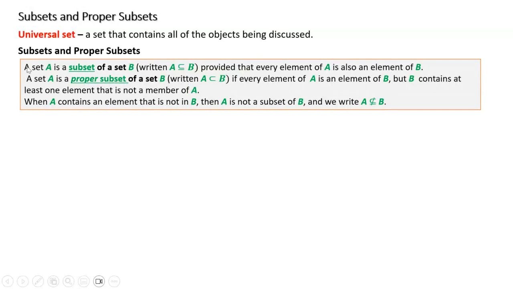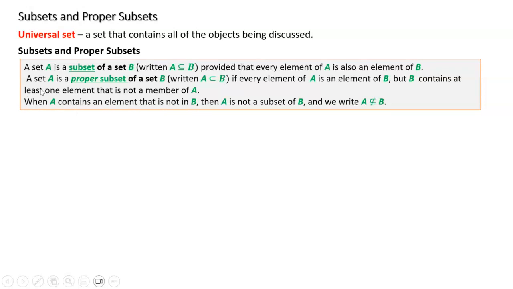Okay, now, here are the definitions for subsets and proper subsets. A set A is a subset of set B. So this is the notation for subset. It looks like a C with a little slash on the bottom. That means subset. Written as A is a subset of B, provided that every element of A is also in B. Okay, that's something that we have to know. Every element in A is also an element in B.